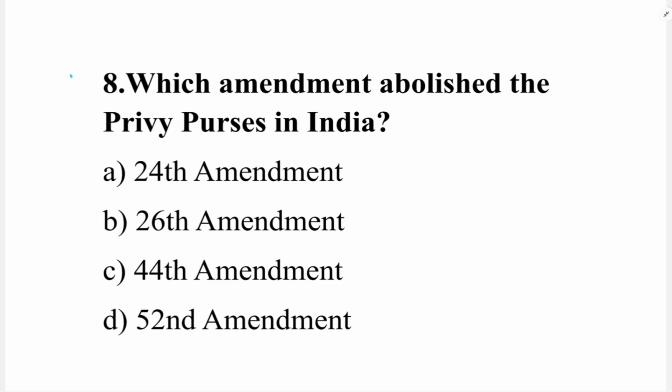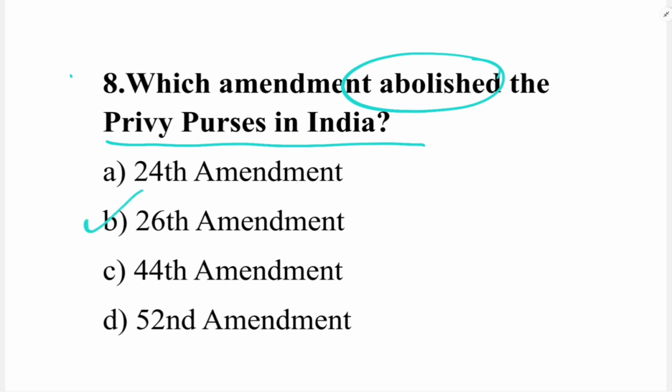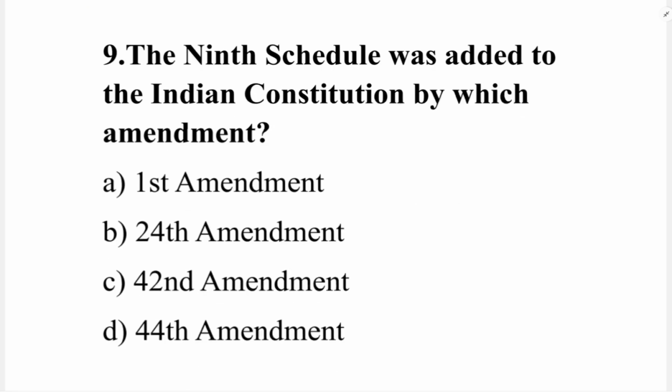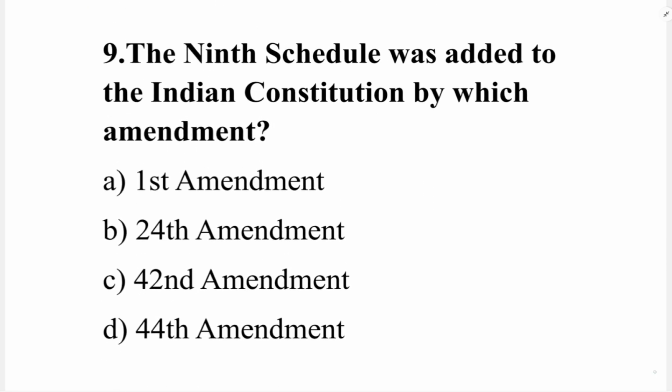Next question. Which amendment abolished the privy purse in India? Option A, 24th Amendment, option B, 26th Amendment, option C, 44th Amendment, option D, 52nd Amendment. So the correct answer is option B, 26th Amendment.